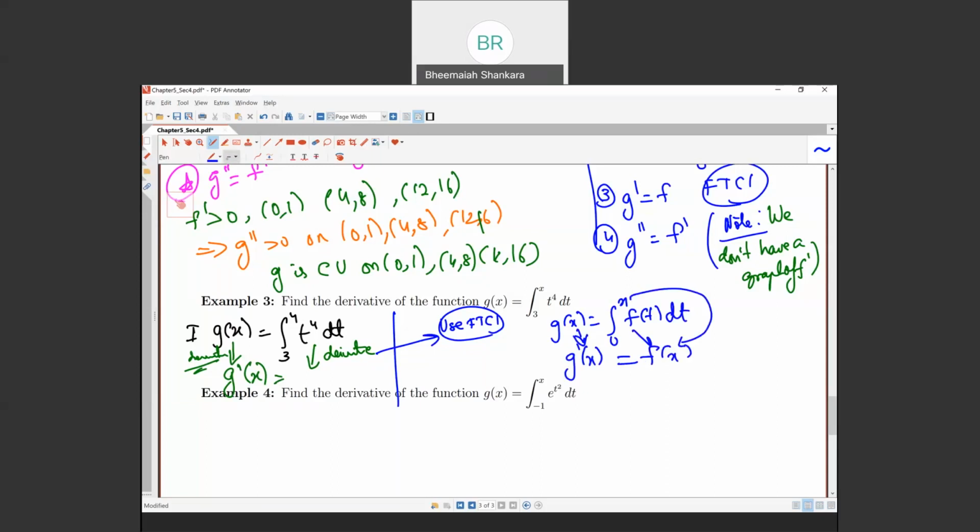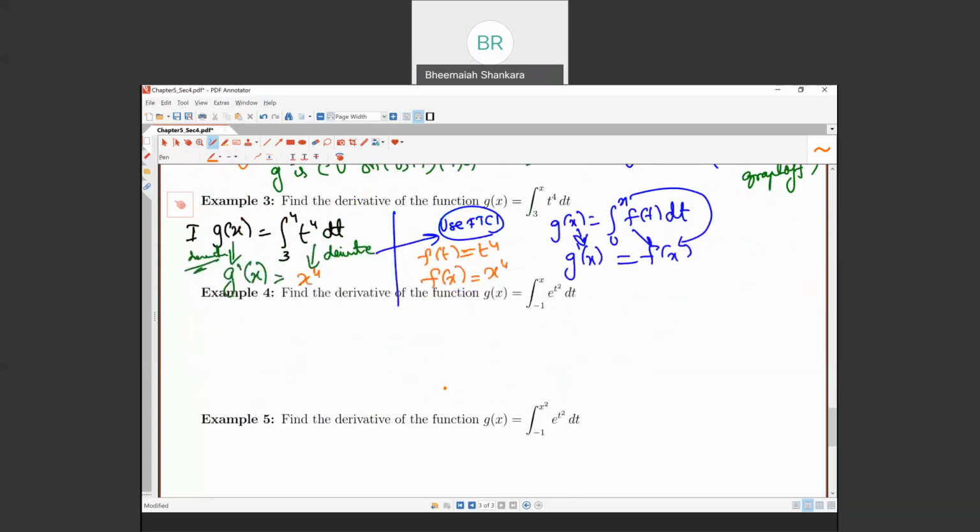So identify f of t for the problem. f of t is a function of t which is t to the 4. So calculate f of x because the upper limit is x, so it's x to the 4. So go back here, write g prime of x is f of x which is x to the 4 and you're done. So it works by comparison.